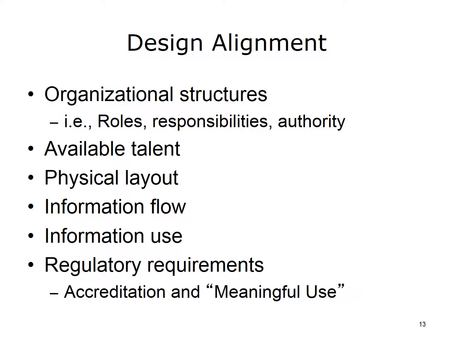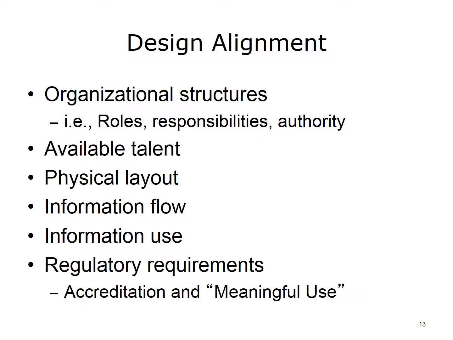Process design should also be evaluated for alignment with the following 6 aspects. Often these important aspects are overlooked when analysts and clinic providers and staff are concentrating on tasks and sequence of process steps. Organizational structures, i.e., roles, responsibilities, authority, can be assessed by asking providers and staff questions like, who will perform this task? Is it within their scope of practice or training? Who needs to approve, review, or sign off? Available talent can be assessed by asking, who will perform this task? Is this a good match for their abilities?